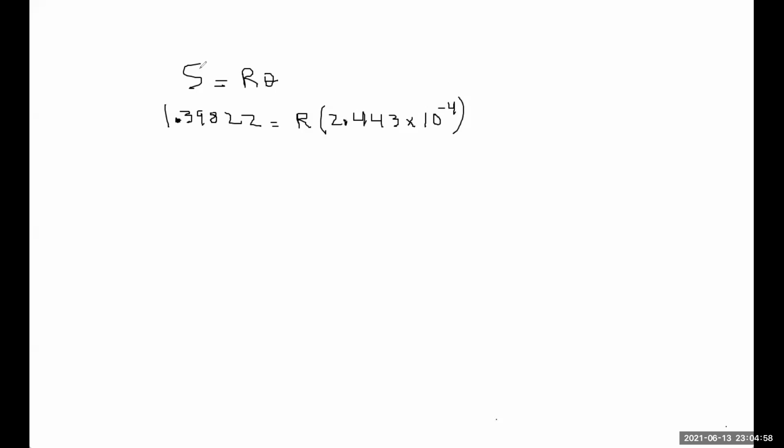So then the S, the table is giving us. But remember, it's times 10 to the 5th kilometers. Okay, so then how do we get the R? We take this number and then we divide it by this number. So I'll show you how to do that on the calculator now. 1.39822 times 10 to the 5th is equal to R divided by that number.